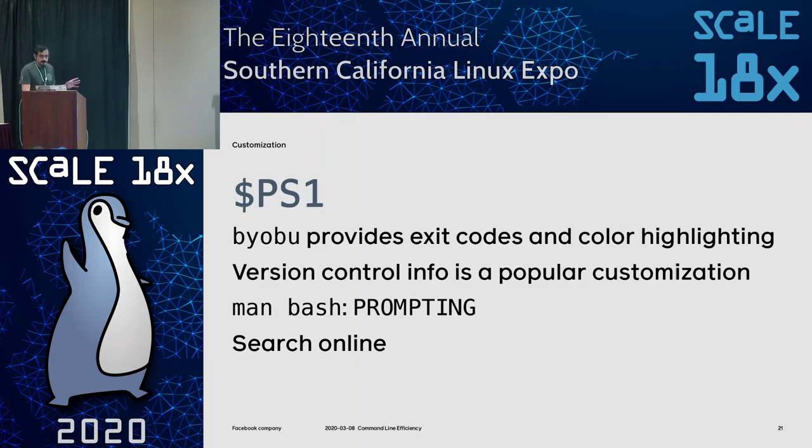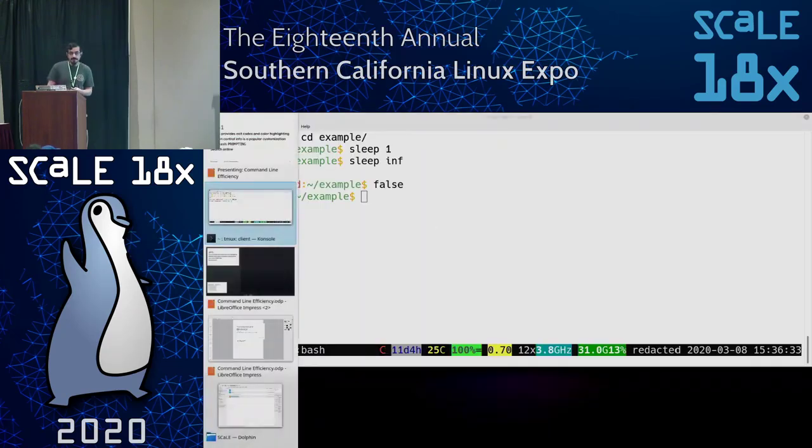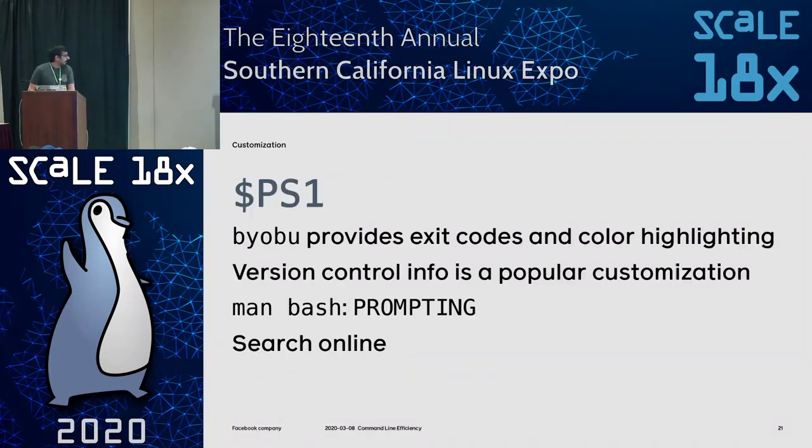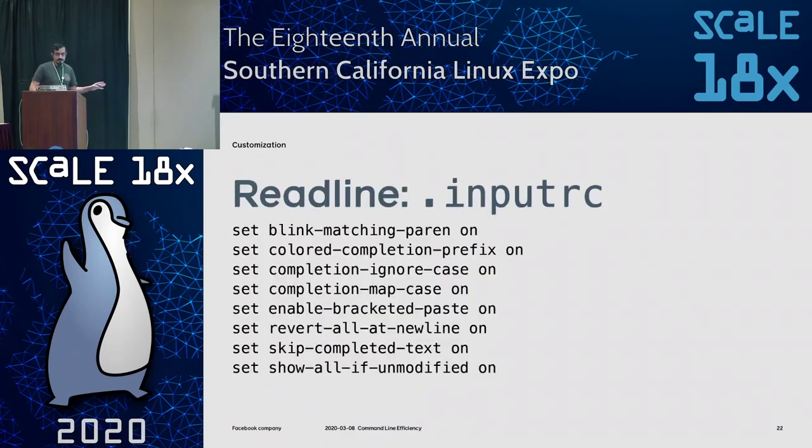For additional configuration options, check out the man page for bash and scroll down to the prompting section. Another popular customization for your prompt is to include some context about your version control system. It's fairly common for your PS1 to include some information about which branch you're currently checked out on, or if you have any local changes that haven't been committed yet. Check online for additional customization options. Lots of people online have written recipes for you already.